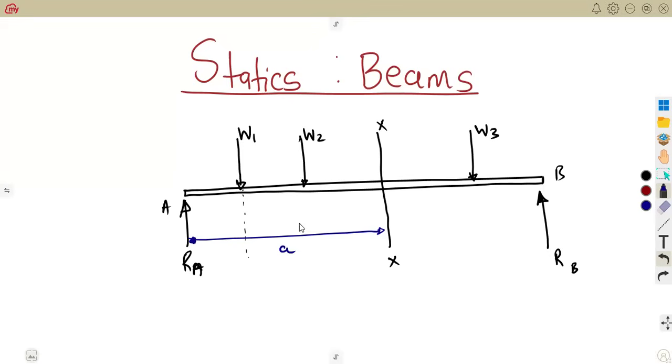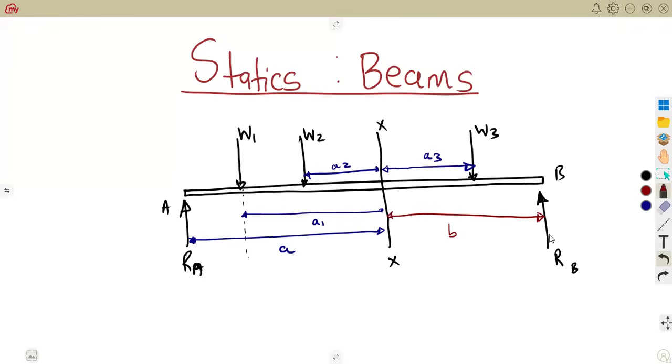Let's call it A. This distance between these 2 points, let's call it A1. The distance between these two, let's call it A2. Then also the distance between this one and this one here, let's call it A3. Then the distance between this one and this one, all right, let's just call it B, like this.